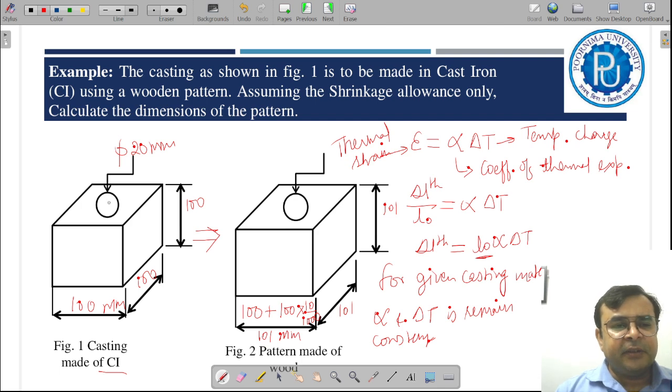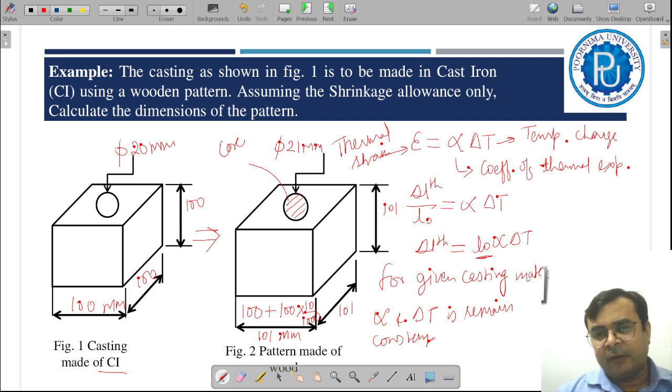Now for the internal features, if I want to make a hole, then obviously we need to provide a core. This is a core, not a pattern. Is it right? In case of a core, remember the size of the core must be slightly greater than the exact size of the hole. Let's suppose instead of 20 millimeter, you need to make 21 millimeter. Why? Because this casting is filled with molten metal like this.